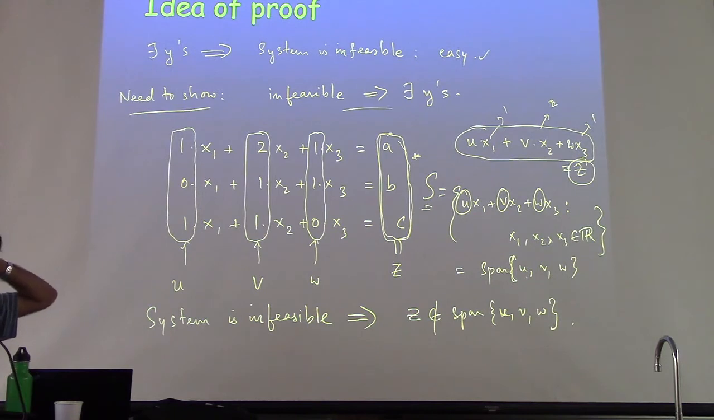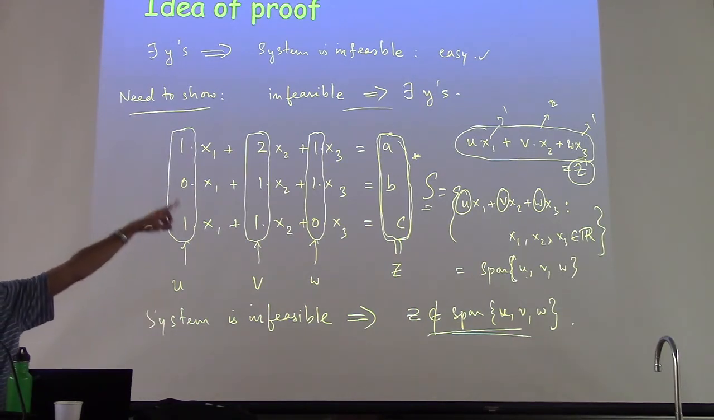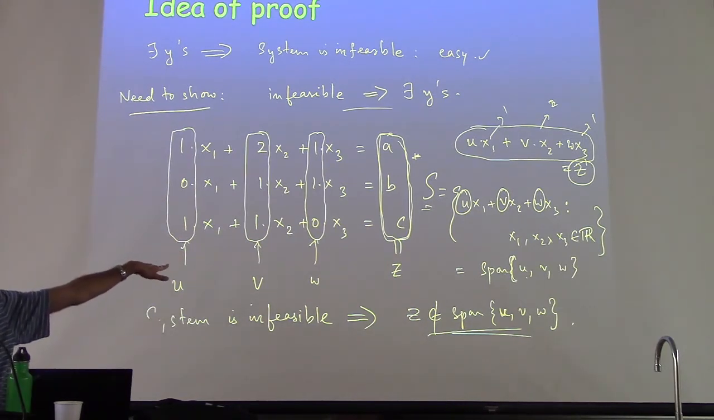Okay. Alright, so, how does this imply what we want? So far, we haven't seen why this implies what we want. But is this notion clear? That you look at these column vectors and this system is infeasible if and only if the coefficient vector, which is that a, b, c vector, is not in the span of these guys.